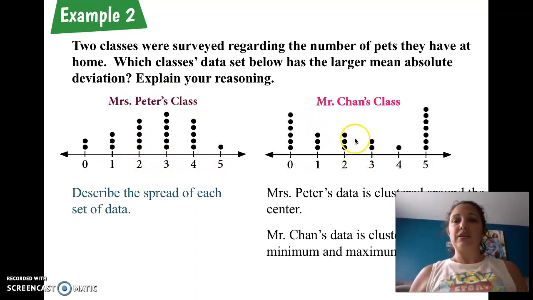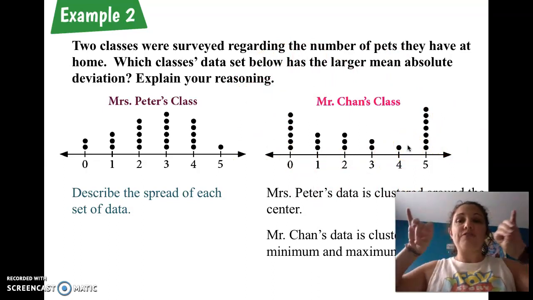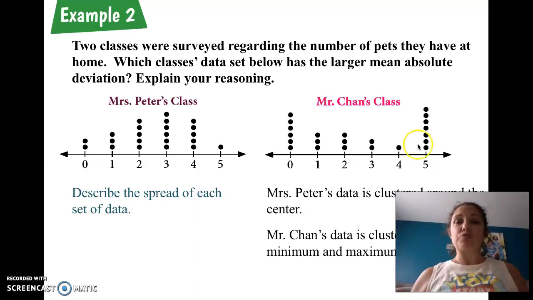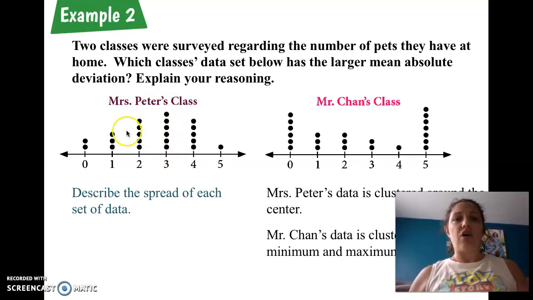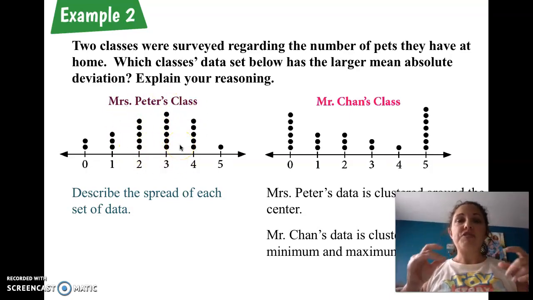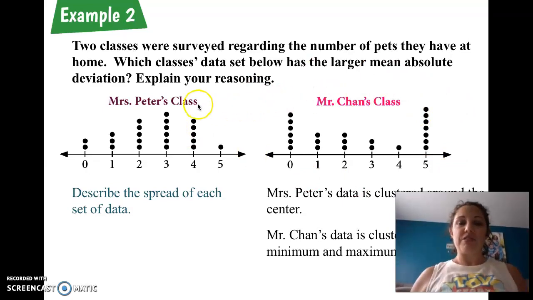So 2.5 would be here. You've got more kids out far to the left and far to the right. So this data set right here deviates more from the mean. The actual values are farther away from the average, which was around 2.5. Here, they're much closer together. So your mean was, I don't remember if it's 2.4 or 2.5. Either way, it's right here, and all of those dots are pretty close together. So when it asks who has the larger mean of absolute deviation, that's Mr. Chan's class, because those dots are farther away from the mean.